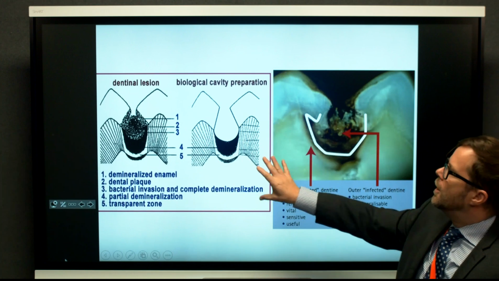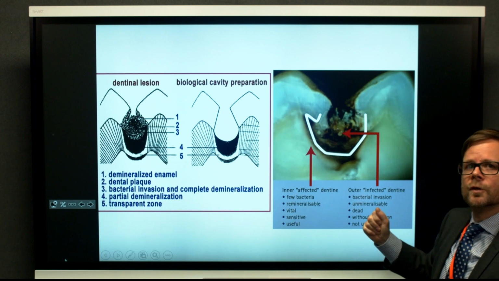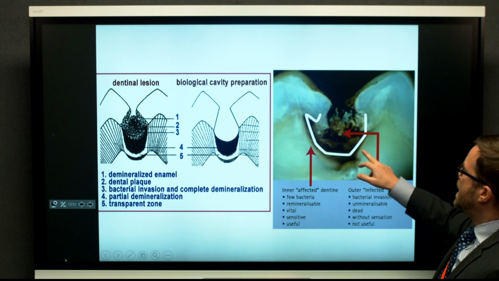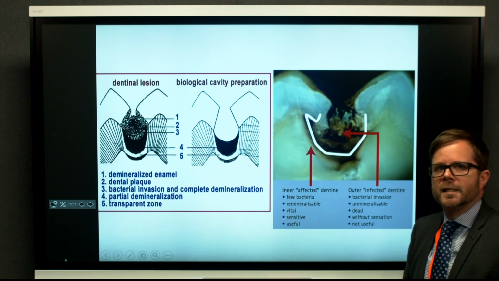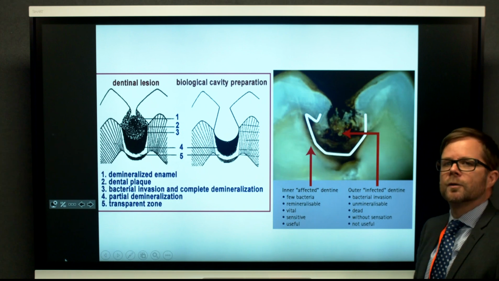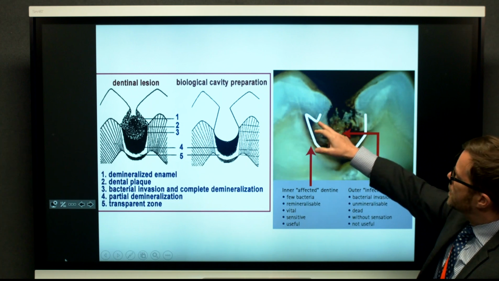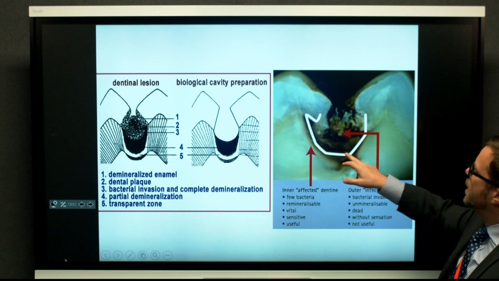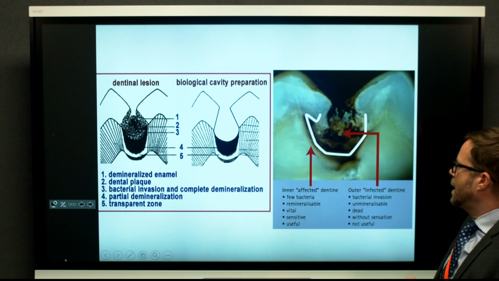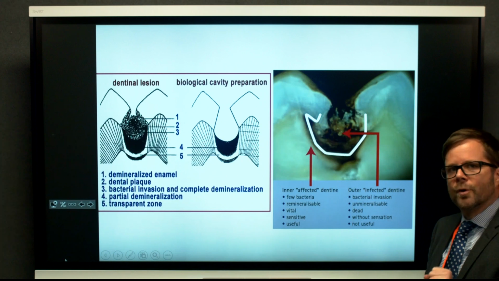So if we look at that diagram against the photograph of the cross-section of the tooth, you can see that what we're actually retaining is the affected dentine, the inner layer of the lesion. We're not cutting it all away. And so we need to be very careful when we are removing this, that we know when we are approaching affected dentine, and that's when we stop our tooth removal process.